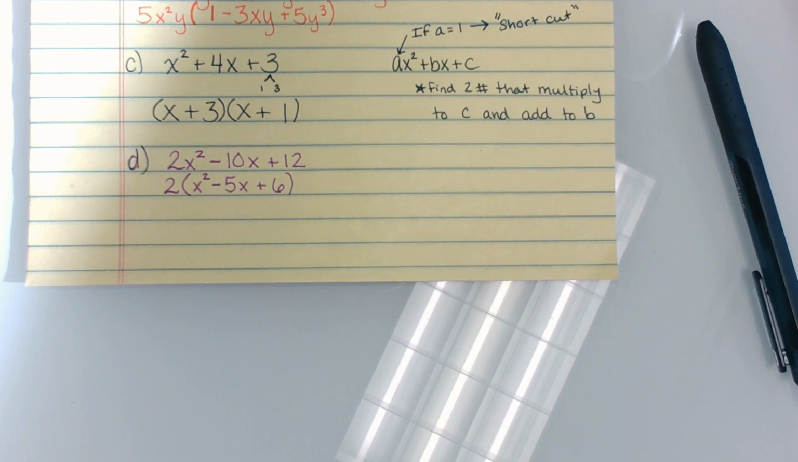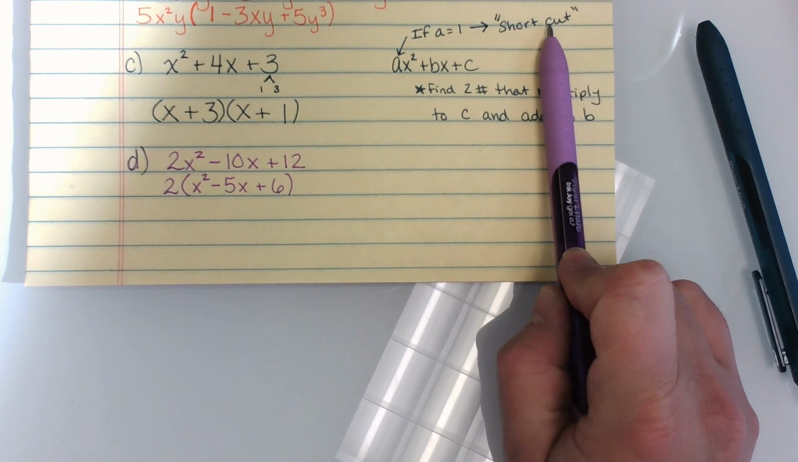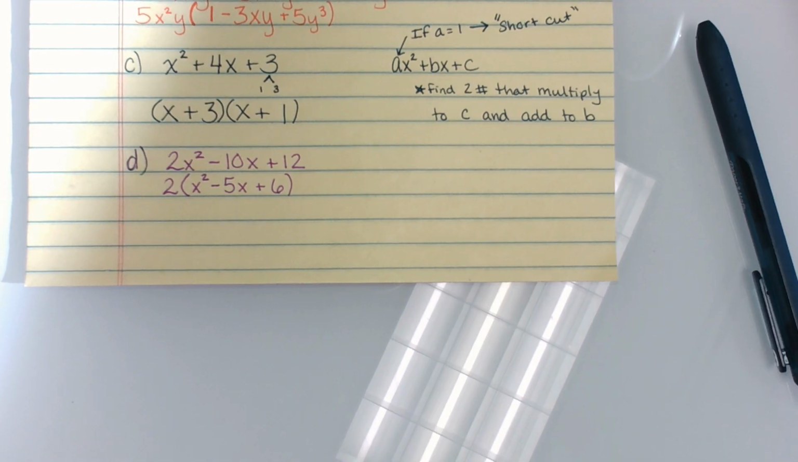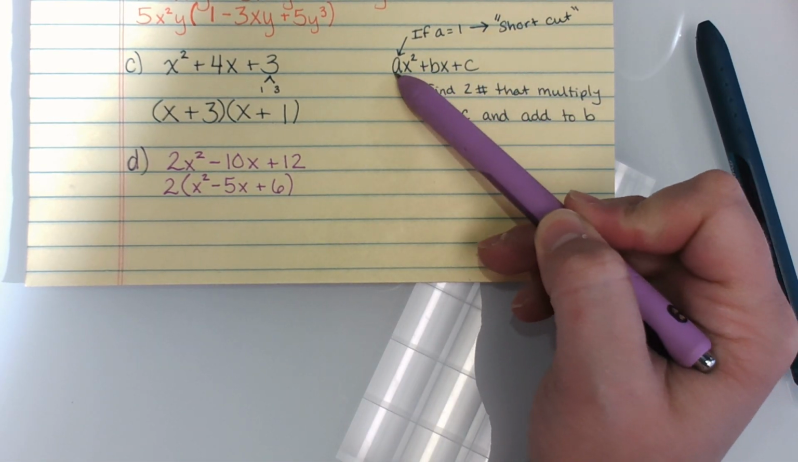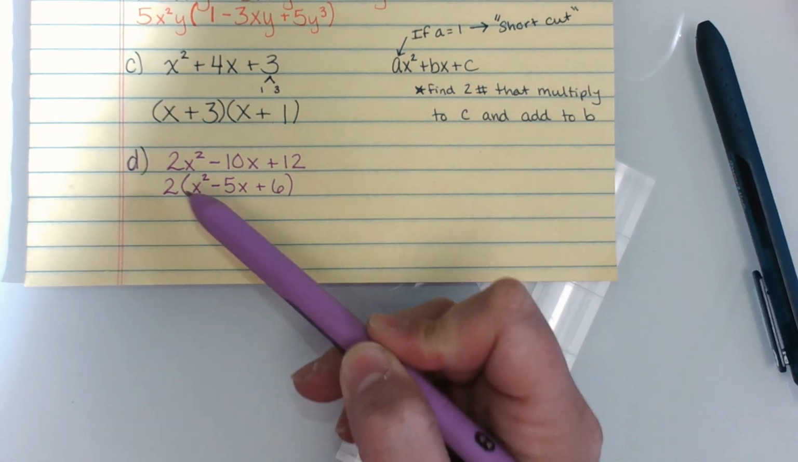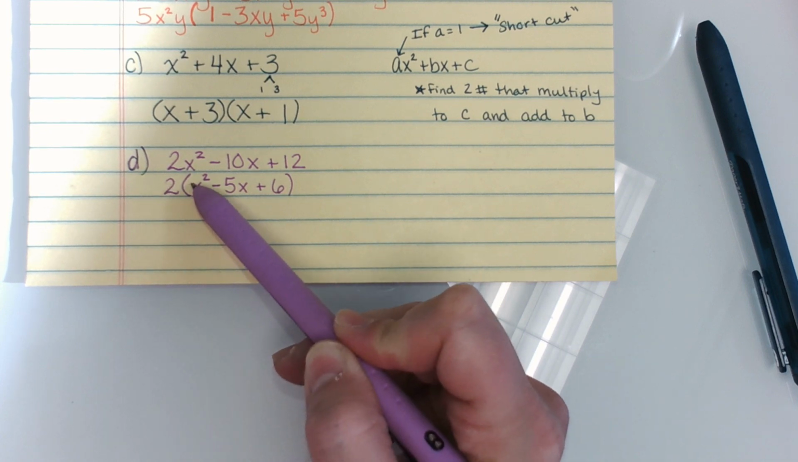Is it a quadratic trinomial? Is its biggest power 2? Yes. Does it have 3 pieces? Yes. That is a quadratic trinomial. Quadratic trinomials? Shortcut is one of our options. Can I do the shortcut? Is the number in front of x squared 1? Yes. We ignore the GCF.